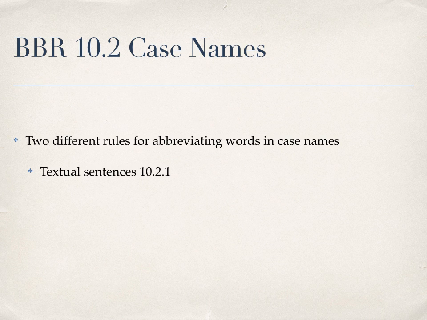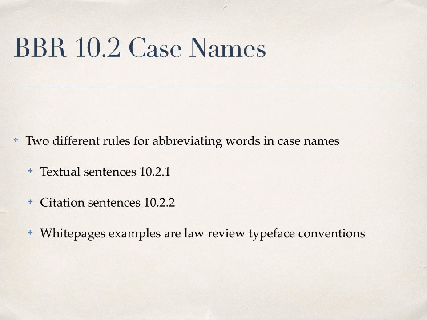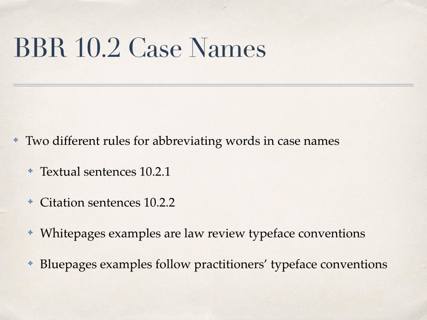Rule 10.2.1 provides the rules for writing a case name in a textual sentence. That is, it shows you what to eliminate and abbreviate when writing a case name in your ordinary prose. Rule 10.2.2 provides the rules for writing case names in citation sentences. Remember, when looking at the examples in the white pages, they may not contain italics or underscore. When reading these white pages rules, make sure you also read the equivalent rules in the blue pages.